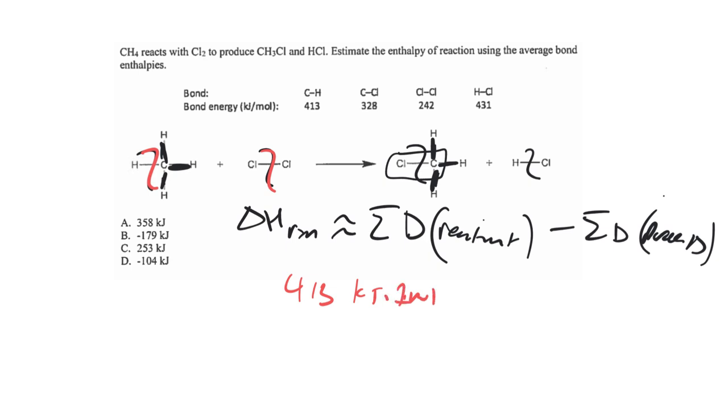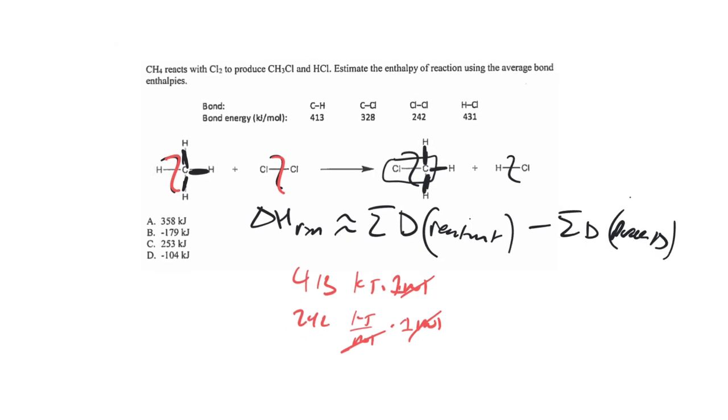And then, so 1 mole of that bond, then 242 kJs per mole for the Cl2 times 1 mole. So the mole cancels. So that takes 655 kJs to break those two bonds. So breaking bonds is always endothermic.